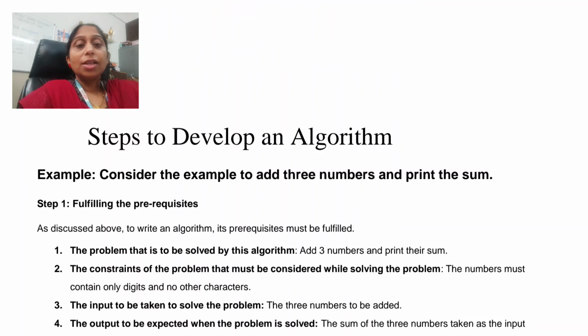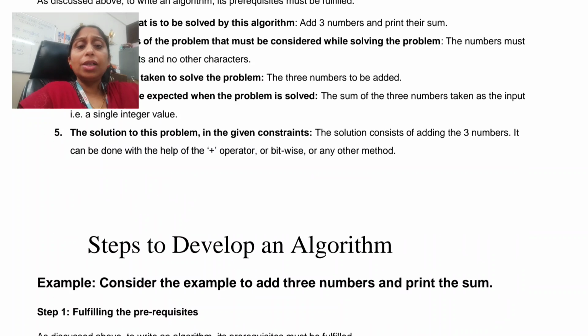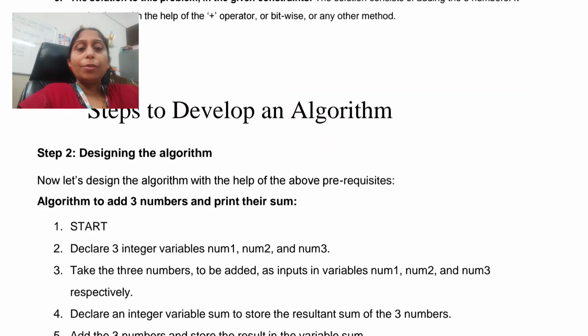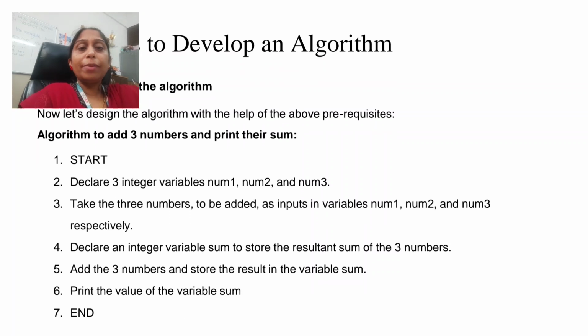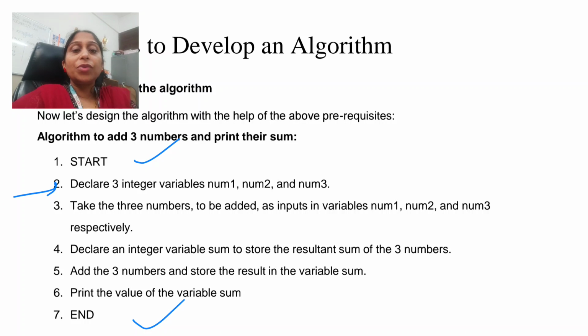Next, let's consider an example: add three numbers and print the sum. Let's see the algorithm. These are the steps we have to follow. I am going to tell you how to write the algorithm and then we will stop the lecture. The start and end are instructions in my algorithm, the first and last instructions. Then I have to take three numbers and print the sum of them. So what is the second instruction?